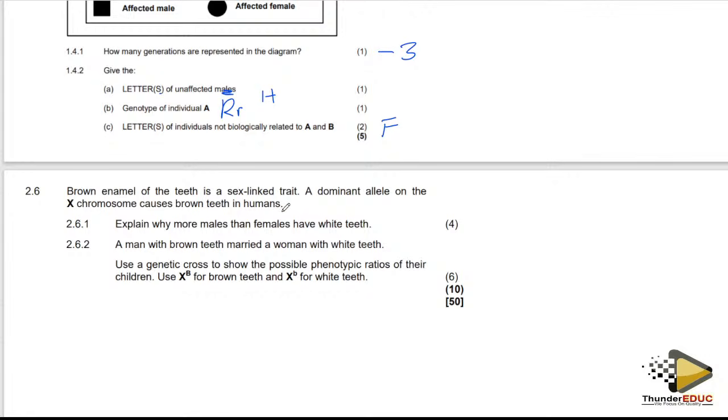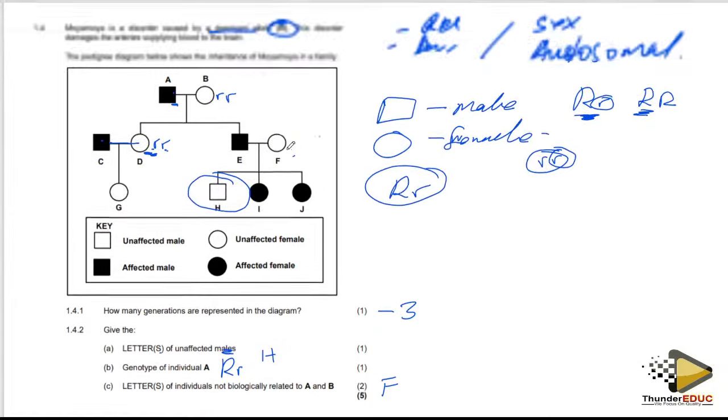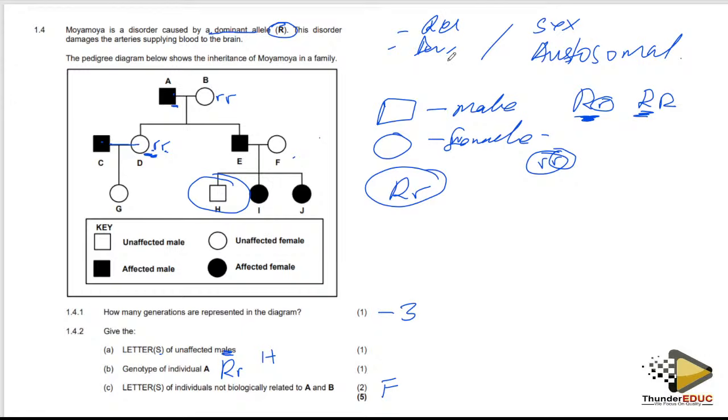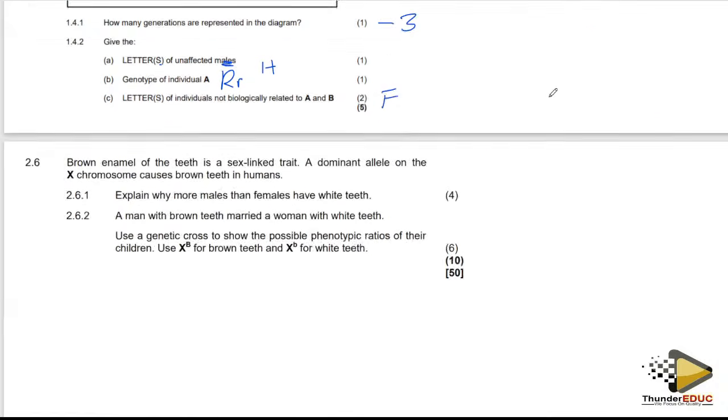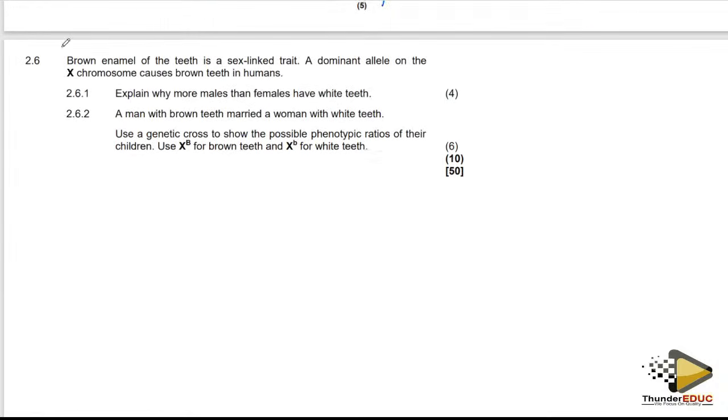So in the question, if they don't specify that this is a sex-linked disorder, please do not talk about X and Y. However, you see now here, we have not talked about X and Y. So please find out whether it is caused by a recessive allele, a dominant allele, sex-linked, or autosomal, meaning non-sex-linked. So they are saying that brown enamel of the teeth is a sex-linked trait. A dominant allele on the X chromosome causes brown teeth in humans.